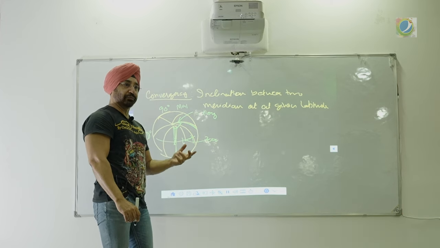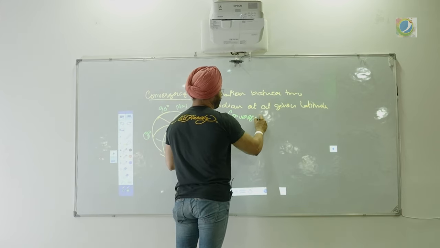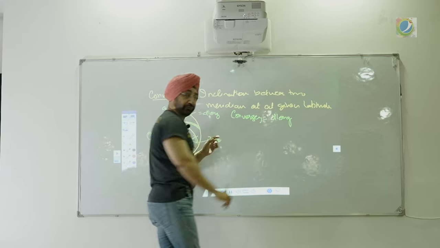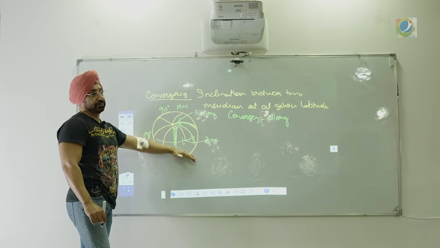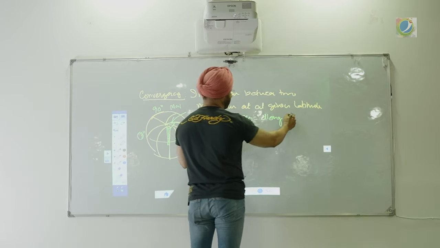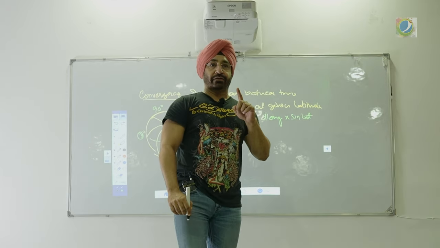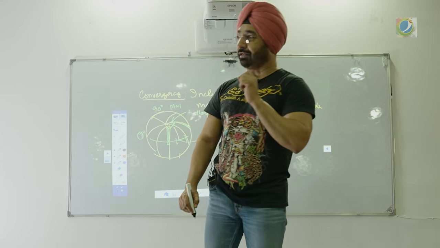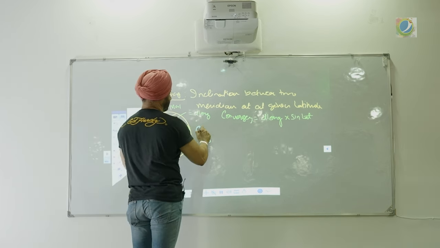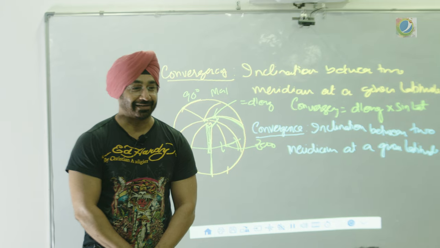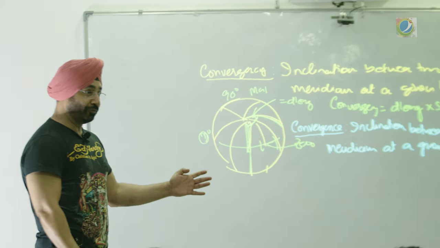So that's what this angle between two meridians at a given latitude, what we call convergence, is equal to, at maximum, the difference in longitude. And as you come from pole to equator, what is happening? It is becoming 0. So it is a function of latitude. That is convergence. But the word which you have written is not convergence. So now what is convergence? Convergence is inclination between two meridians at a given latitude.